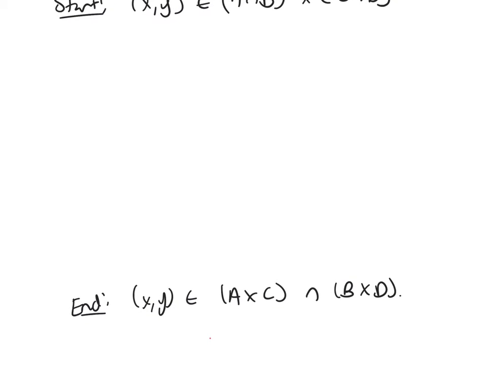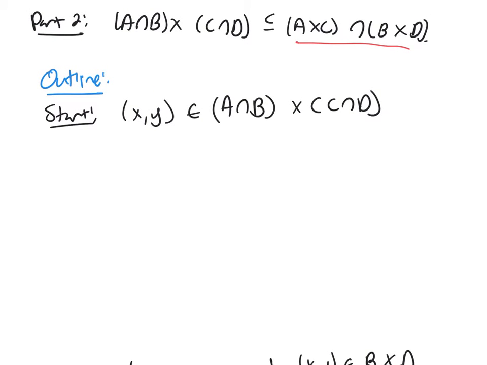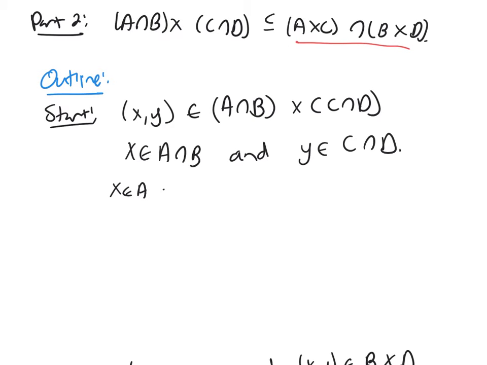So what does that mean? It means that I need to show that (x, y) is in A × C and the ordered pair (x, y) is in the set B × D. So going forward, I know that x is in A ∩ B and y is in C ∩ D. This means that x is in A and x is in B. This means that y is in C and y is in D.